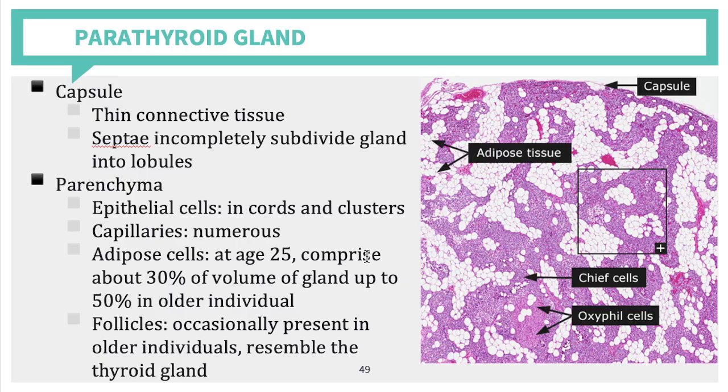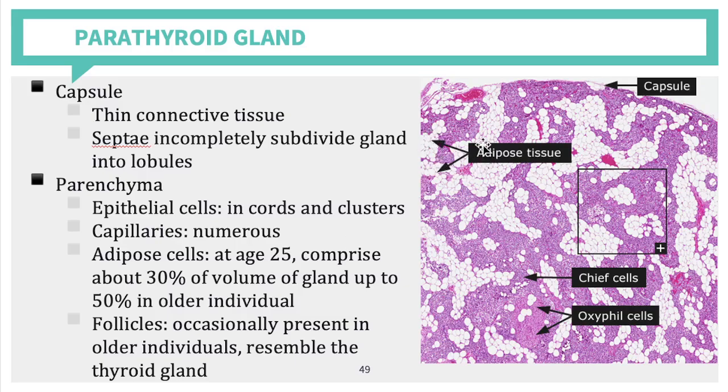So, let's proceed to the histological aspect of your parathyroid gland. Capsule. So again, we all know a capsule surrounds your parathyroid gland. Thin connective tissue septae incompletely subdivide the gland into lobules. You also have your parenchyma. Your parenchyma is composed of different epithelial cells. It could be in cords and clusters. You can have capillaries, which are very numerous, and adipose cells, which at age 25 comprise about 30% of the volume of your glands, up to 50% in the older individual.